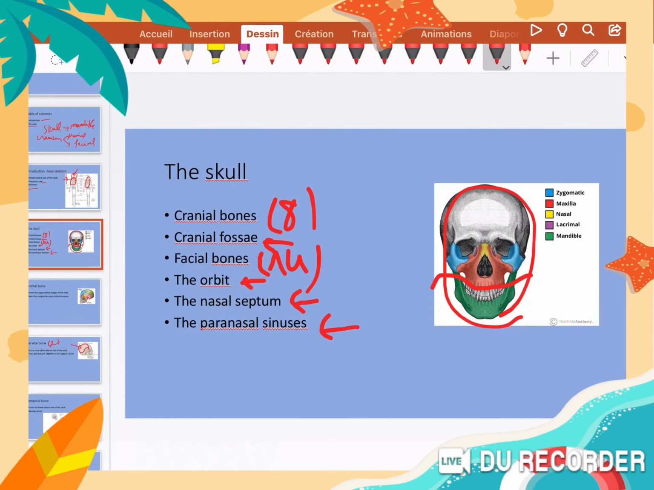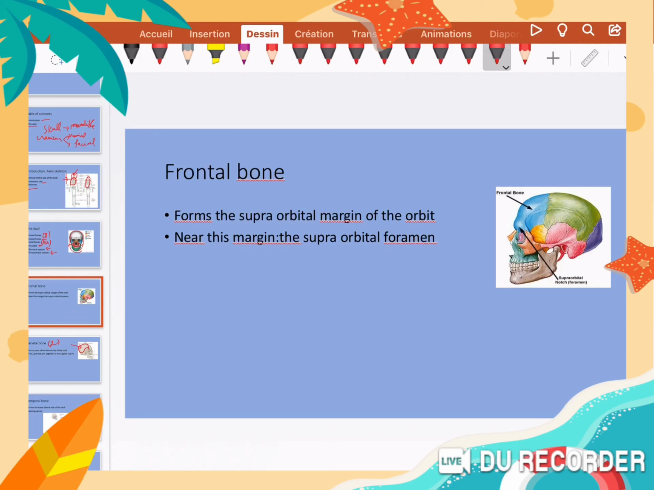Let's start with the cranial bones, and the first bone is the frontal bone. We have only one. The frontal bone forms the supraorbital margin of the orbit, and this is the supraorbital margin. Near to this margin, like we see here, the supraorbital notch or foramen. The frontal bone forms the vertical forehead. When we touch our forehead, we feel the frontal bone.